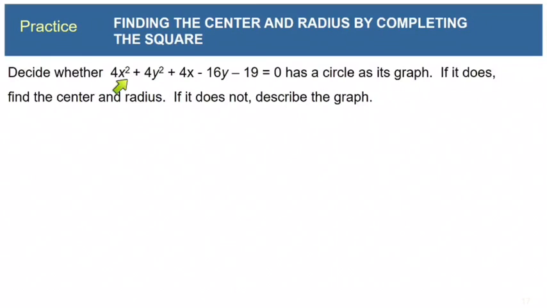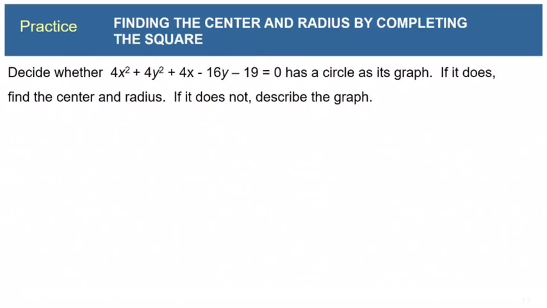So we've got 4x squared plus 4y squared plus 4x minus 16y minus 19, and we want to see if this is going to graph a circle, and if it does not graph a circle, we need to decide what it would do. So what I'm going to do is complete the square on x and y and see what happens on the right side.